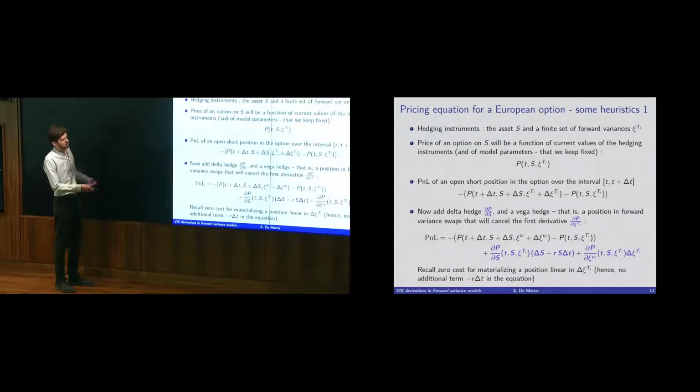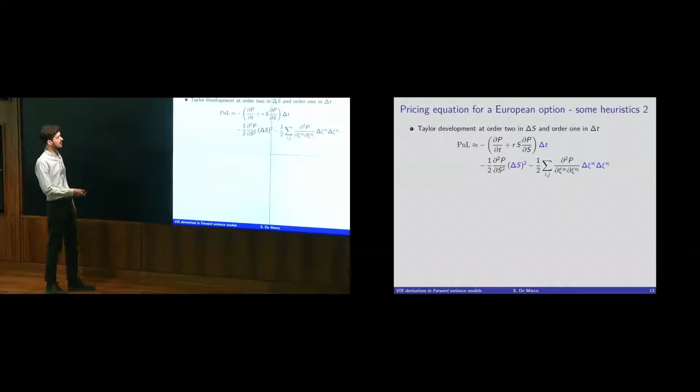Here, in order to materialize this position in forward variances, I don't have to pay anything. This is what I explained in the beginning, by saying that forward variances are costless. Which means that there's no additional minus R delta T times Xi term, no additional term that contains the cost of borrowing the bank account to construct this position. So then we go on in a standard way.